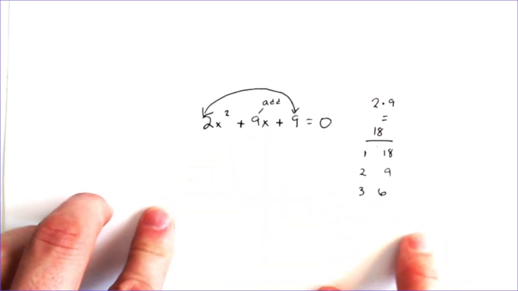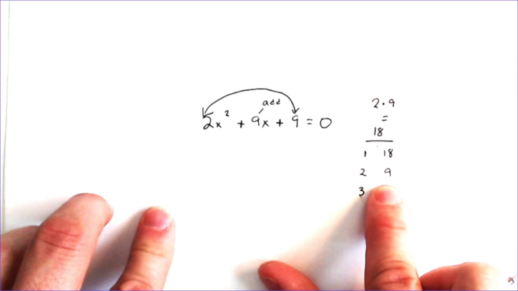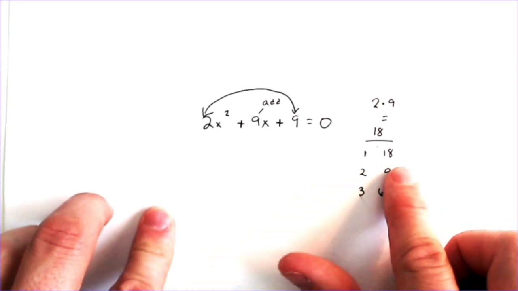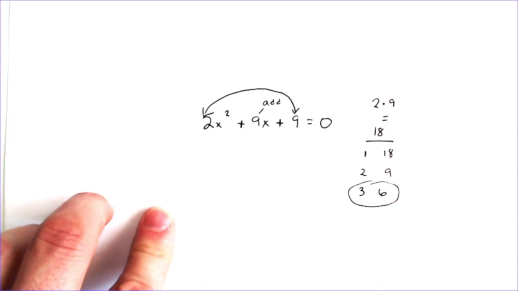Well, that would be the 3 and the 6. Those two numbers definitely add to 9. 2 and 9, that adds to 11. If you subtract them, you get 7. 1 and 18, not going to happen. It's the 3 and the 6 that we'll be using this time.